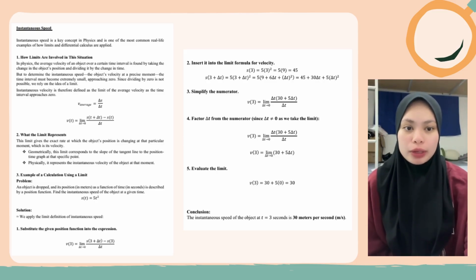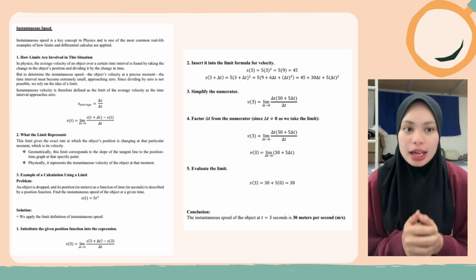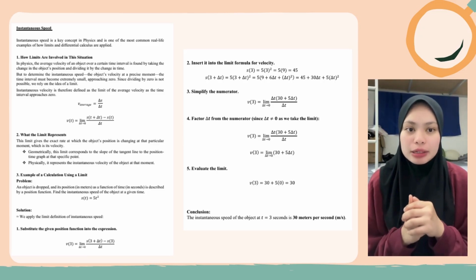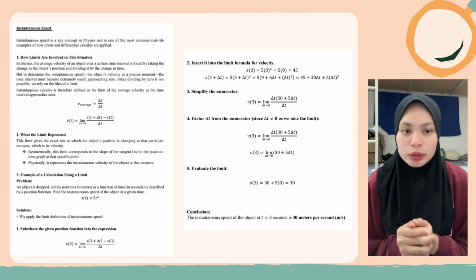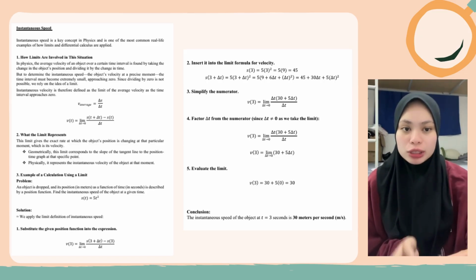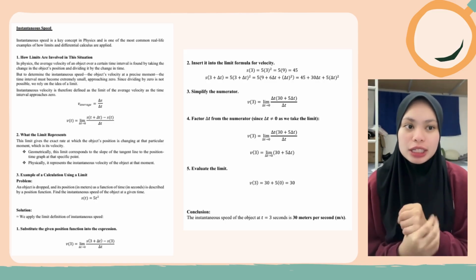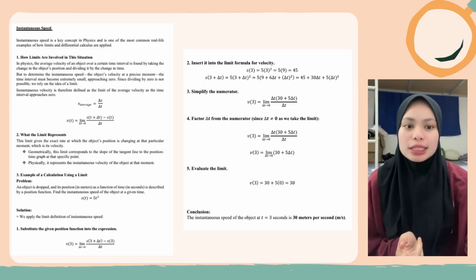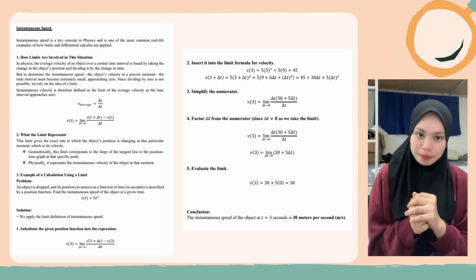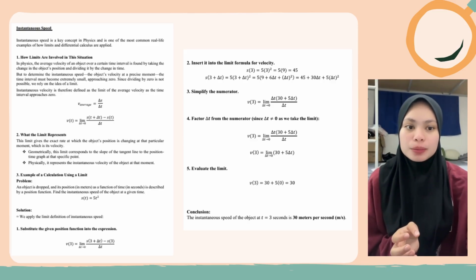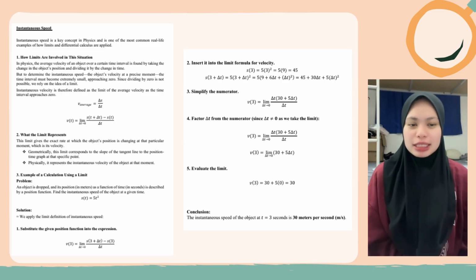Okay, so the problem that we have is: an object is dropped and its position in meters as a function of time in seconds is described by a position function. First, we need to find the instantaneous speed of the object at a given time. So the solution is we apply the limit definition of instantaneous speed. First, we substitute the given position function into the expression. Second, we insert it into the limit formula for velocity. Third, we simplify the numerator. And fourth, factor from the numerator. And last, we evaluate the limit.